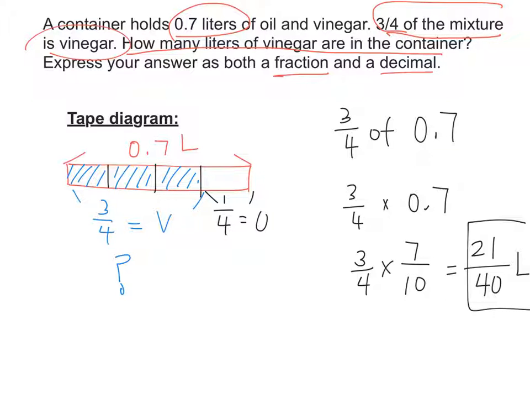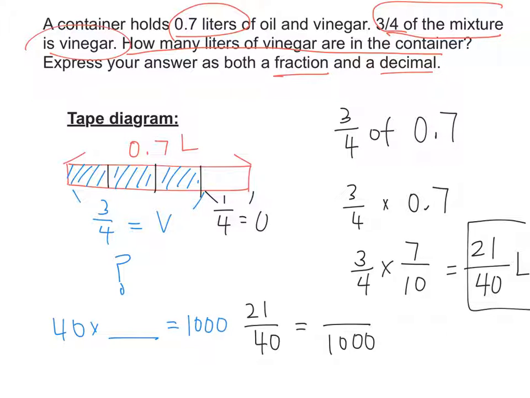How can we write our answer as a decimal? We need the denominator to be a multiple of 10. So can we write 40 as a multiple of 10? No. Can 40 turn into a multiple of 100? No. Can it turn into a multiple of 1,000? Huh. So 21/40 is going to be the same as something over 1,000. That means we have to think in our heads, 40 times what will equal 1,000?